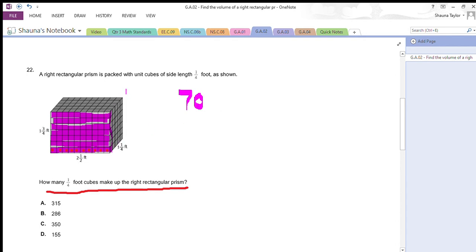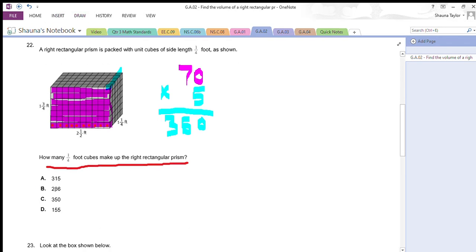Now, go look back. Let me pick a different highlighter color here. There's 1, 2, 3, 4, 5 rows. So 70 times 5. So 0 times 5 is 0. And 5 times 7 is 35. So how many cubes are there? 350 cubes. And that is one of our answers. Okay, let's go to the next one.